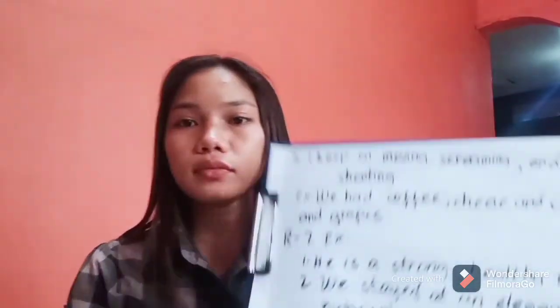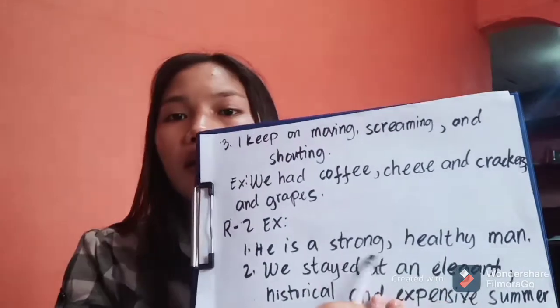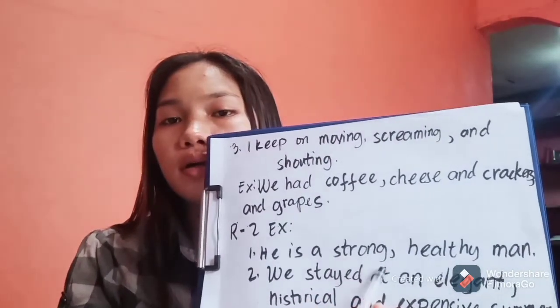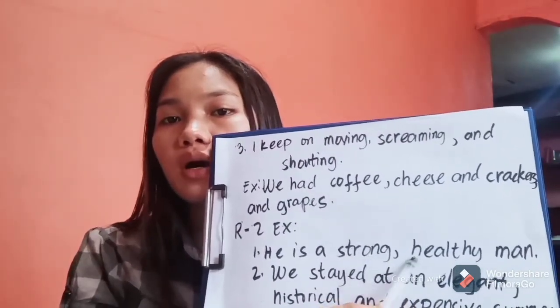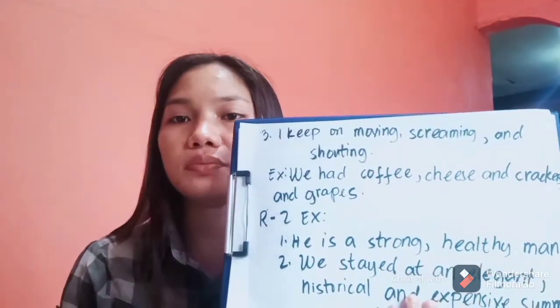Use commas to separate two adjectives when the order of the adjectives is interchangeable. For example, he is a strong, healthy man. I put a comma here to separate the two adjectives because they are interchangeable.